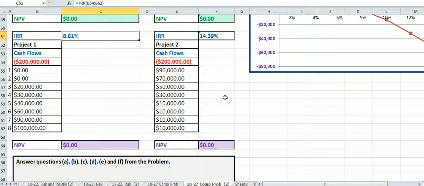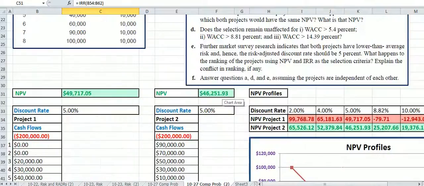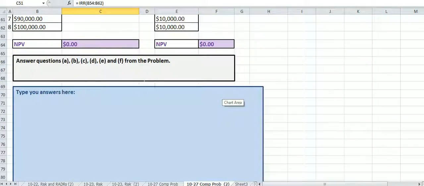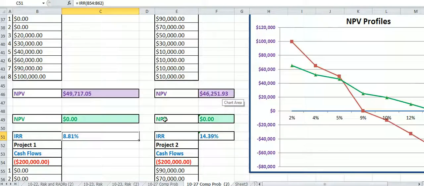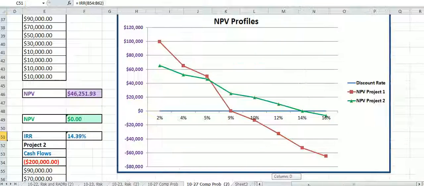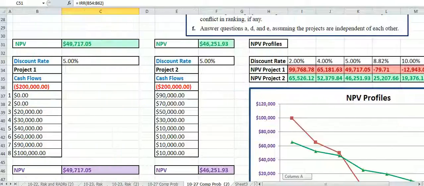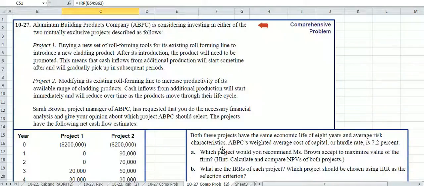Okay, so I believe that takes care. So put all your answers in here, A through F, and you'll be fine. And just remember, you need to slide this bar down here. See, I'm at the bottom. You need to slide this bar over to see the full chart or graph. Okay, that takes care of your homework for chapter 10.